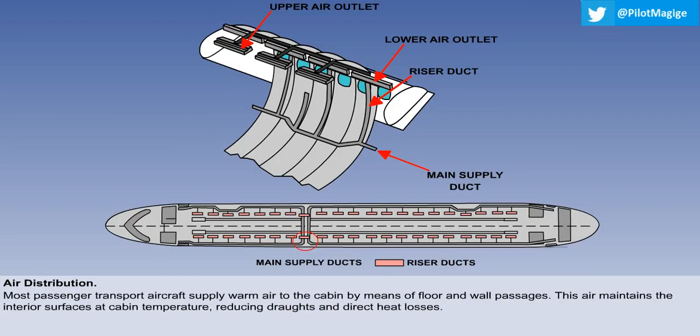Most passenger transport aircraft supply warm air to the cabin by means of floor and wall passages, and this warm air maintains the interior surfaces at cabin temperature, reducing drafts and direct heat losses, which in turn allows the entering air temperature to be closer to the cabin temperature.